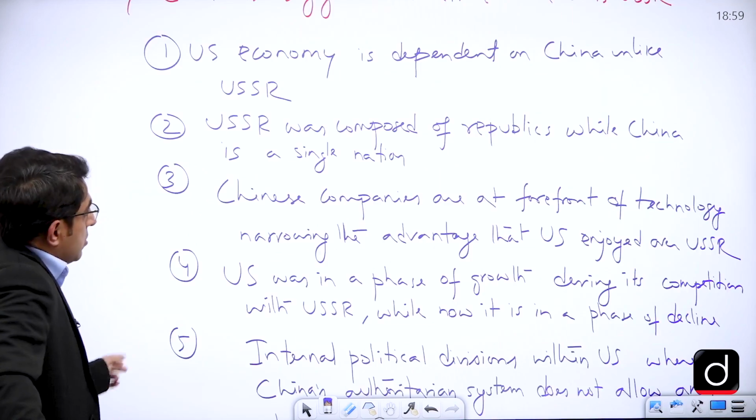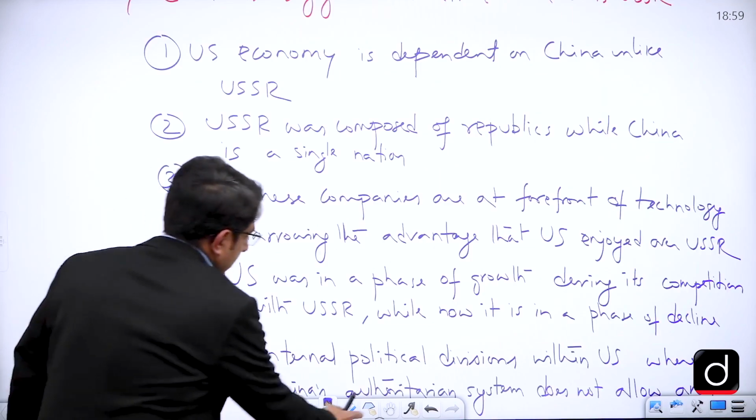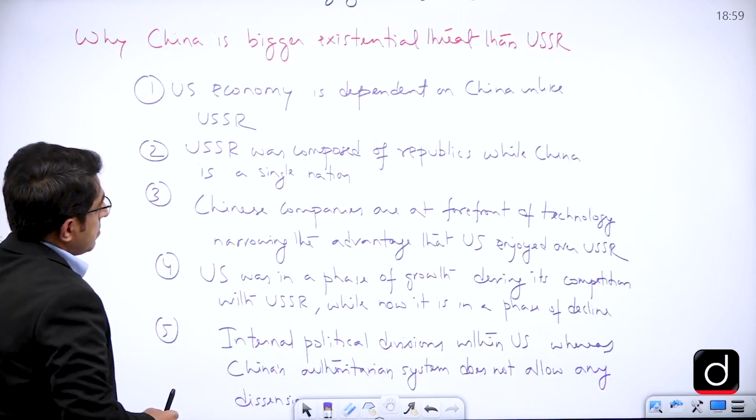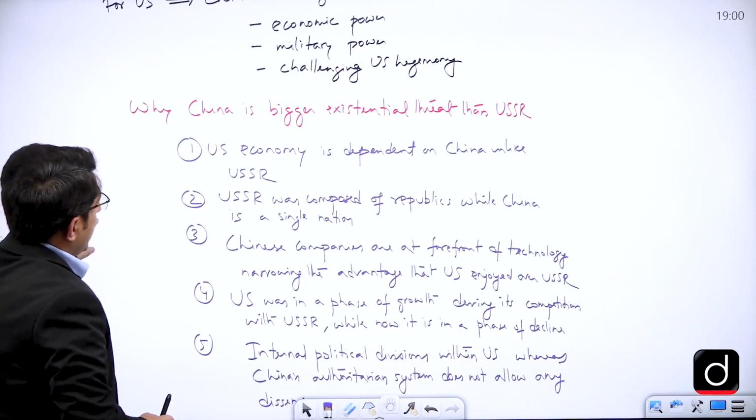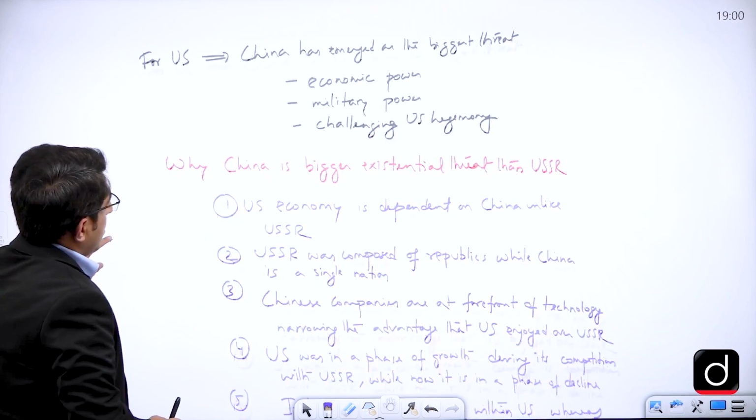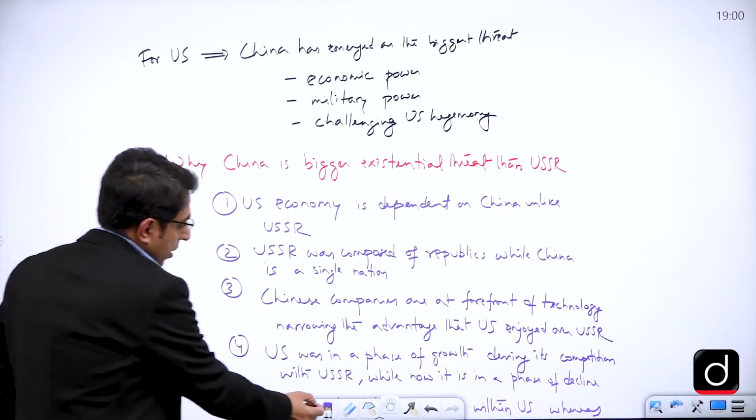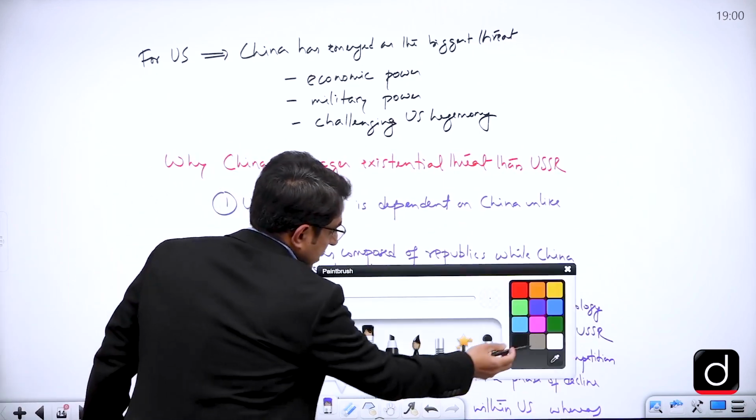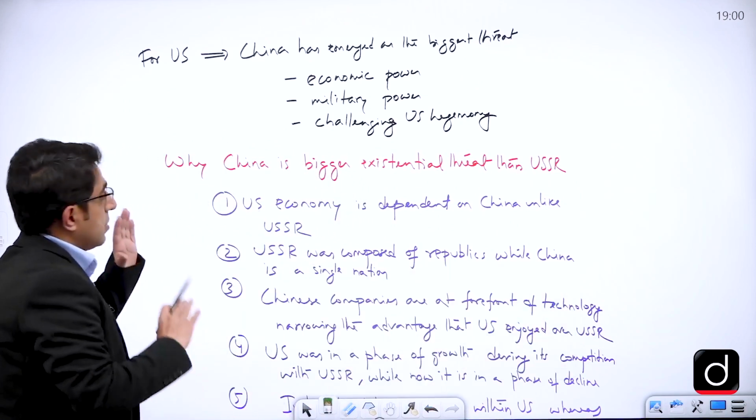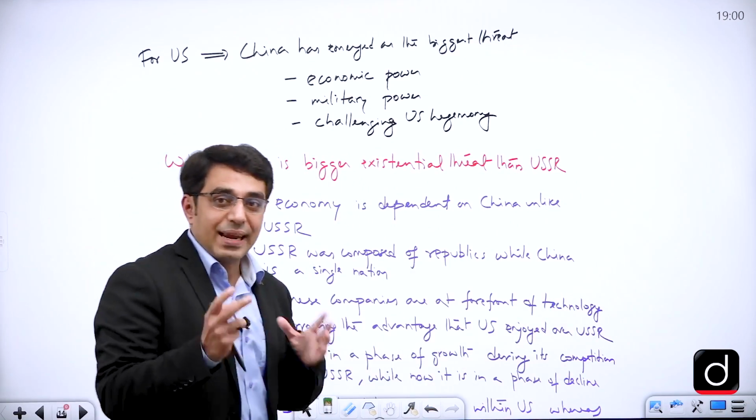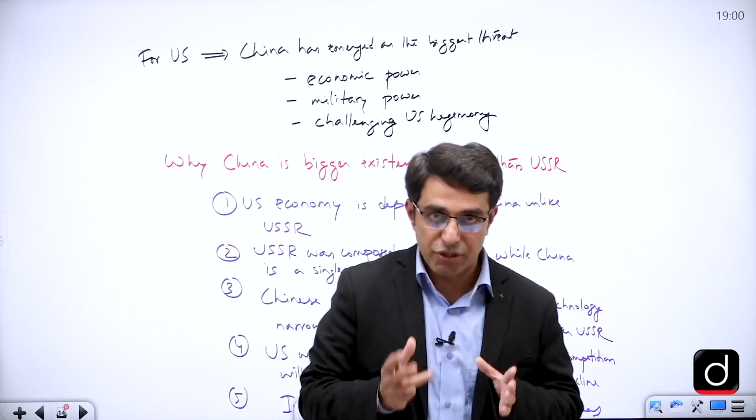So, what should be our reasons for that part? This is a direct question, and we can simply start by writing about the points. In the intro part, what we can do is talk about how, for the United States, China has emerged as a very formidable challenge.